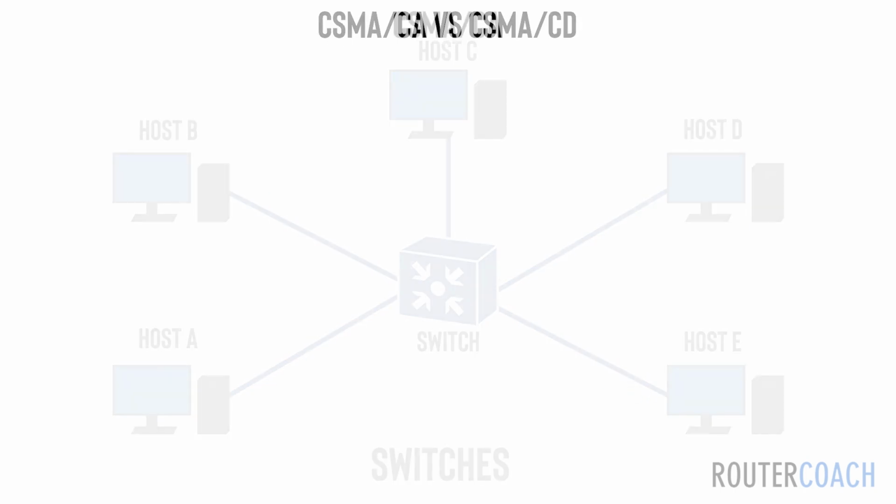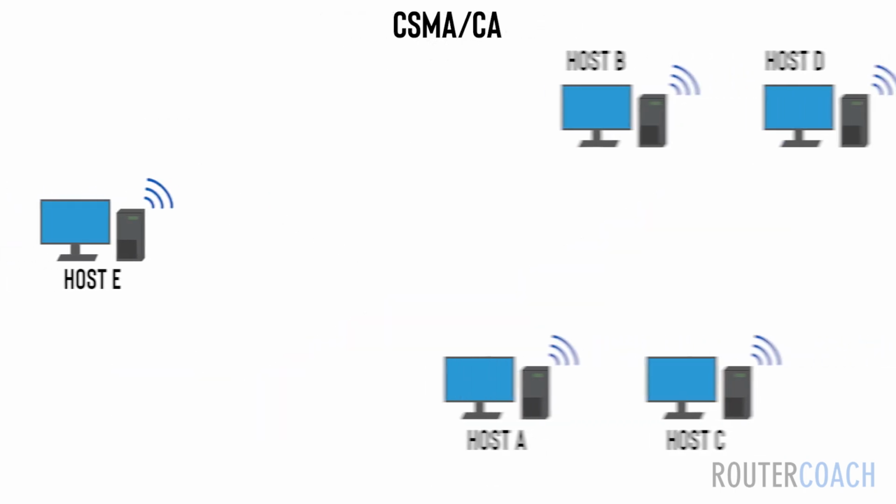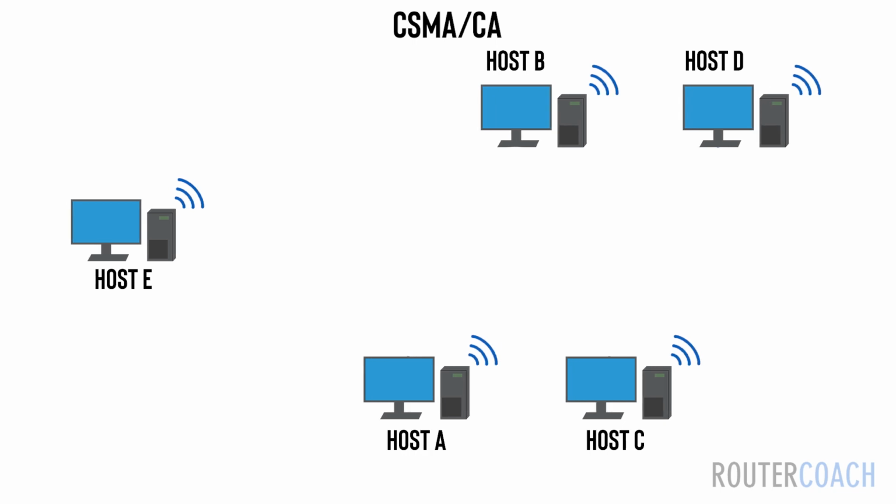But with CSMA/CA, the CA stands for collision avoidance and is mostly used with wireless 802.11 networks. The device will send its intention to transmit across the shared media or the Wi-Fi channel, and if the channel is clear, it will send. If not, it will back off for a random amount of time before trying to send again.